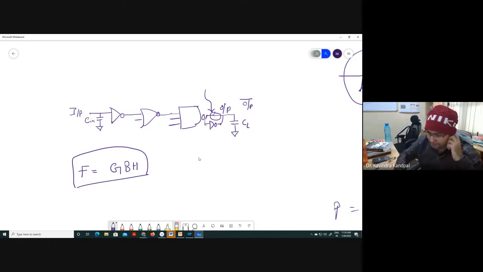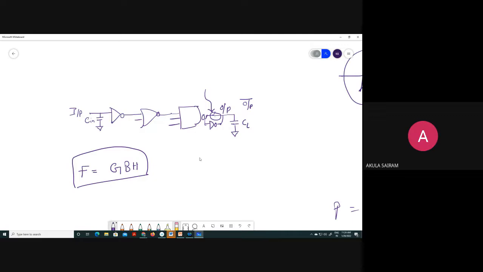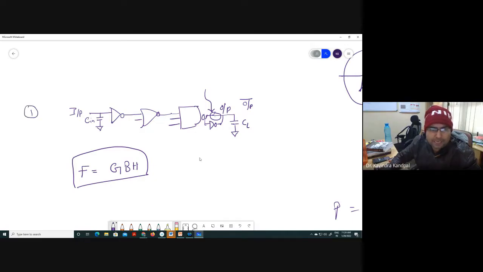Yes or no? Yes, sir. That is one point you need to remember, that addition or deletion of any inverters in a particular path is not going to change your F. That is the one point to take.